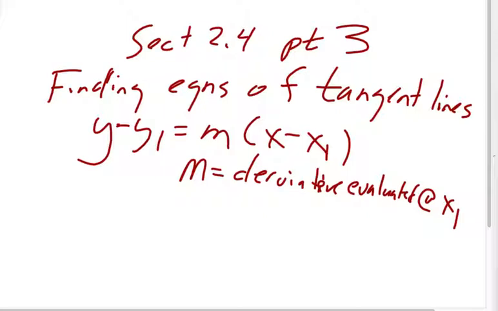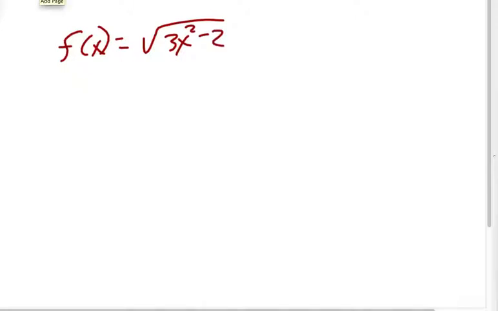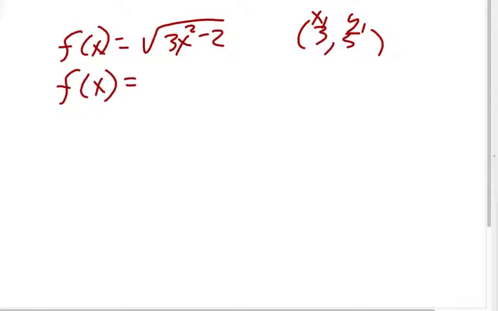Okay, so let's come back in and take a look at this. We've got a function, and we want to find the equation of a tangent line at (3, 5). So there's x1 and y1. The first thing we need to do then is find our derivative. And before we do that, we need to rewrite this because we can't differentiate the square root. It'll be (3x squared minus 2) to the 1/2.